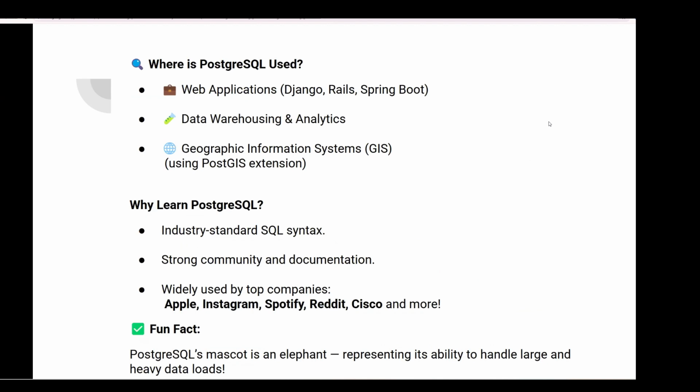So where is PostgreSQL used? It's used in web applications, data warehousing, analytics, and geographic information systems. PostgreSQL has industry standard SQL syntax, a strong community and documentation, and it's widely used by top companies. A fun fact: PostgreSQL's mascot is an elephant. You have seen the elephant image. It represents its ability to handle large and heavy data loads.